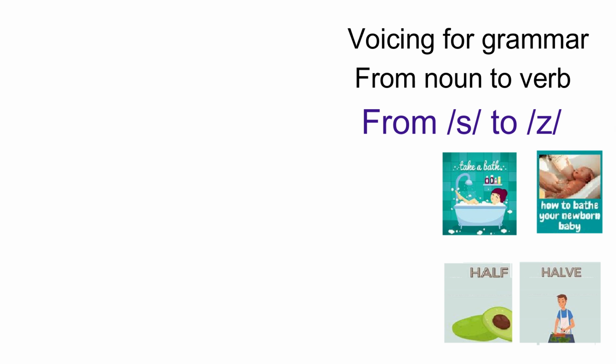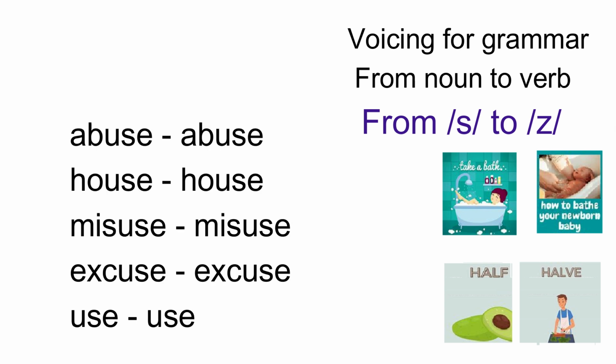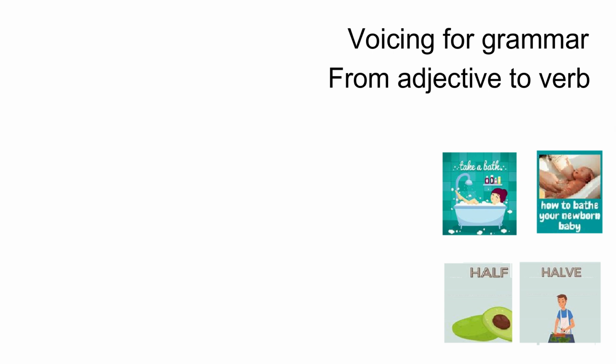From s to z. Abuse, abuse. House, house. Misuse, misuse. Excuse, excuse. Use, use. In the examples from s to z, the noun and verb forms have the same spelling but differ in voicing.